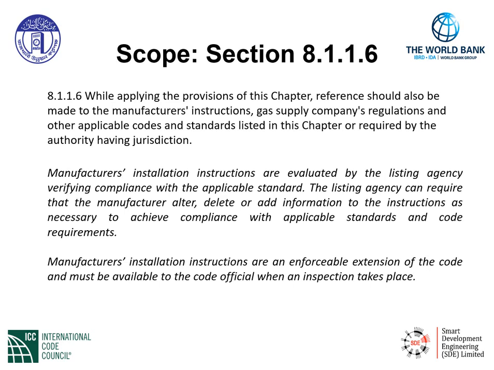Section 8.1.1.6. The manufacturer's installation instructions are valued by the listing agency, verifying compliance with the applicable standard. When we look at the listing agency, it can require that the manufacturer alter, delete, or add information to the instructions as necessary to achieve compliance with applicable standards and code requirements. We look to Section 8.1.1.6 as indicated here as a requirement of our gas code.